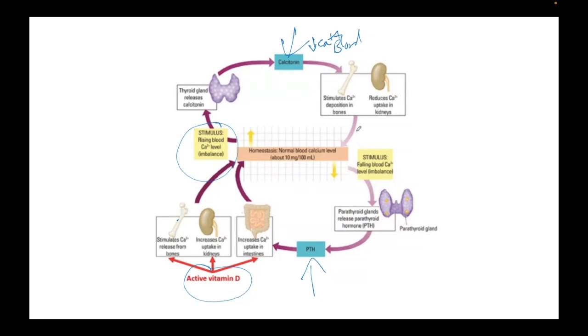So you have this thyroid-parathyroid gland connection where they're working in harmony, synergistically, but in antagonistic ways because the hormones do opposite things. That is homeostasis, right? Trying to keep calcium levels in balance.